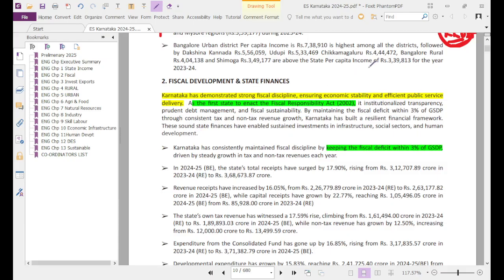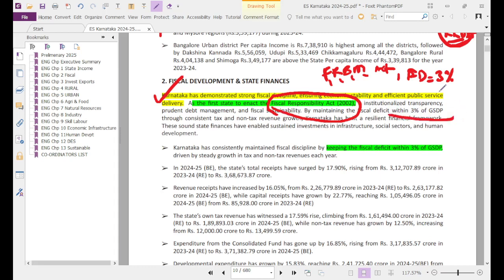With respect to fiscal development and state finances, Karnataka has demonstrated strong fiscal discipline, especially under the Fiscal Responsibility Act. Like in the center, we have the FRBM Act, the Fiscal Responsibility and Budget Management Act, under which it is stated that the fiscal deficit especially should be kept within 3%. In line with the same, we have the State Fiscal Responsibility Act 2002, which also mandates keeping the fiscal deficit within 3% of gross state domestic product. Keeping within 3% is a challenge, yet Karnataka has fared very well in doing so.